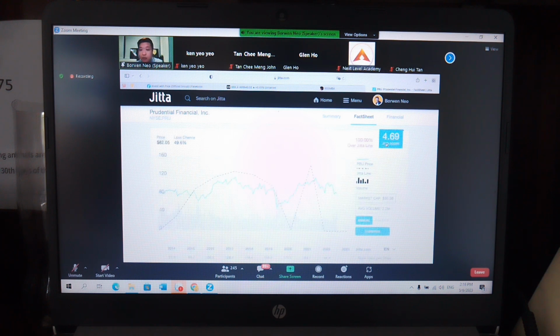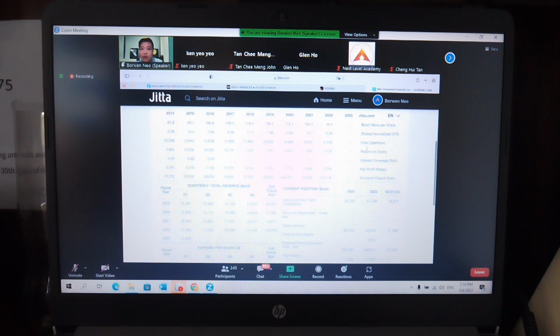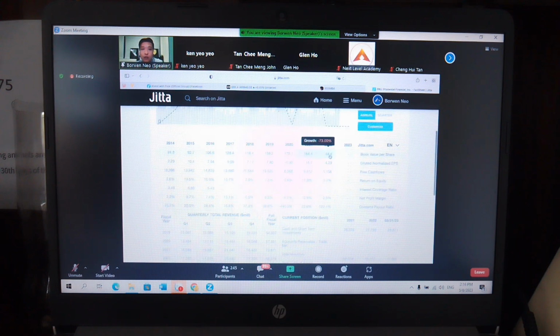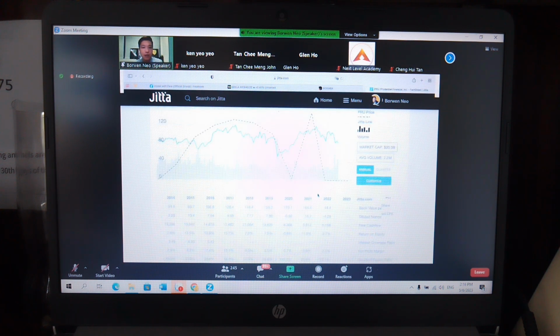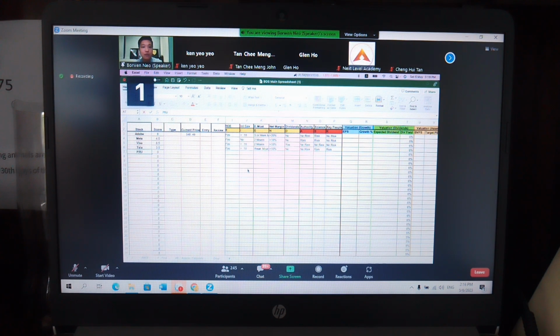After you update the spreadsheet, you can see over here it's 44.4. Let me put this number into the spreadsheet also. I'm going to put it into Prudential, PRU. Let me add a new share. So this is Prudential. Now let's take a look at the share price. What is the share price of this company just now?